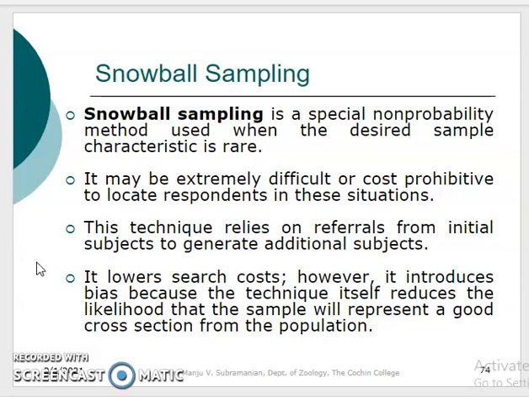This technique relies on referrals from the initial subjects to generate additional subjects, and it has lower search cost. However, it introduces a bias because the technique itself reduces the likelihood that the sample will represent a good cross section of the population. So in snowball sampling, we have to simply rely on the referrals, and it is a non-probability method used when the desired sample characteristic is rare.